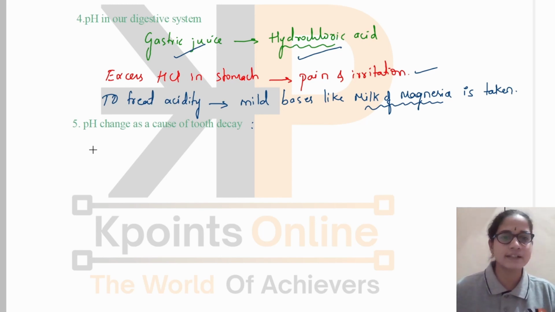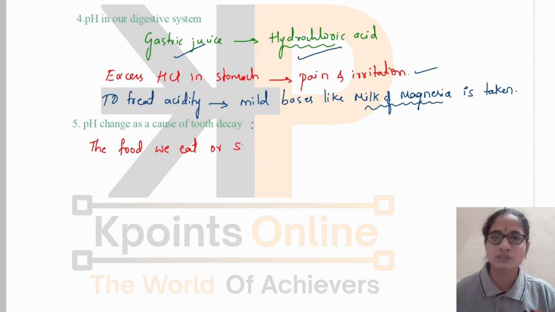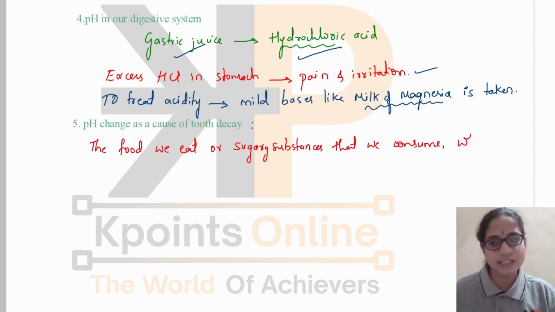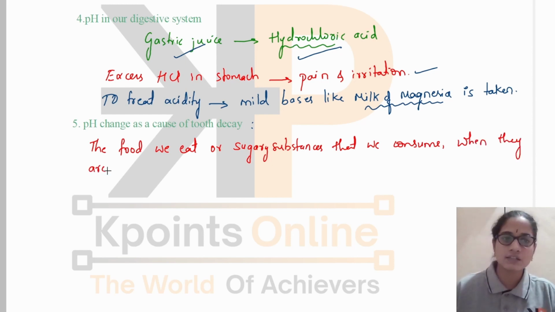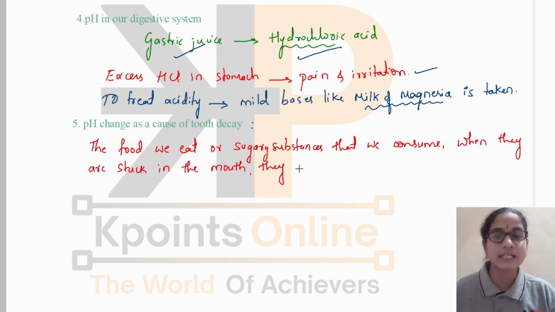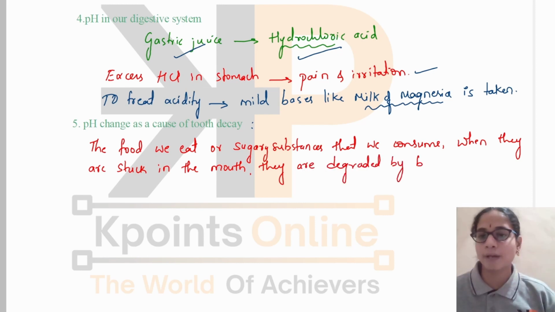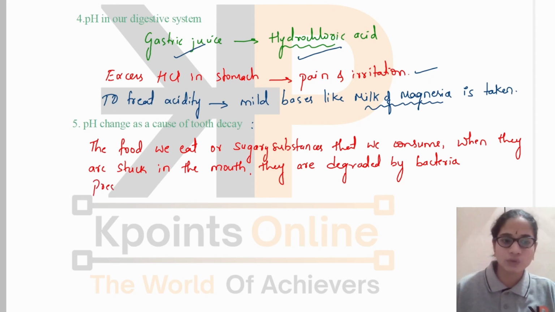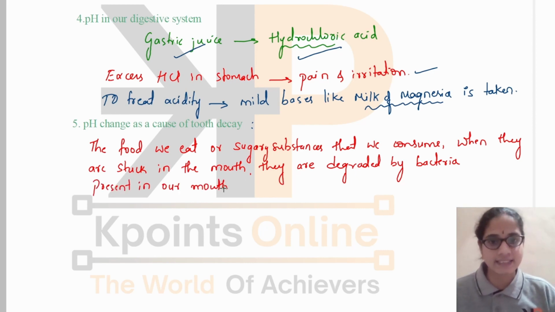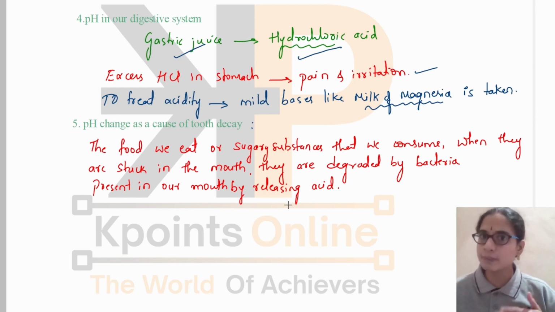The food we eat or sugary substances that we consume, when they are stuck in the mouth, are degraded by the bacteria present in our mouth. While doing so, they release acids in our mouth. When the pH of the mouth goes below 5.5, it causes tooth decay. The tooth is said to be corroded.